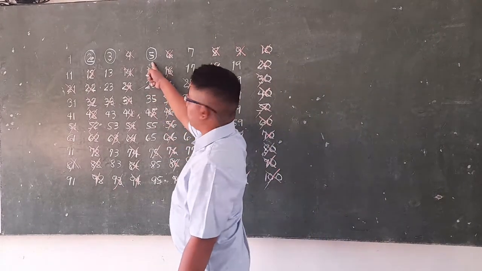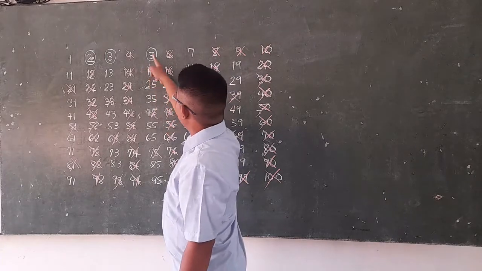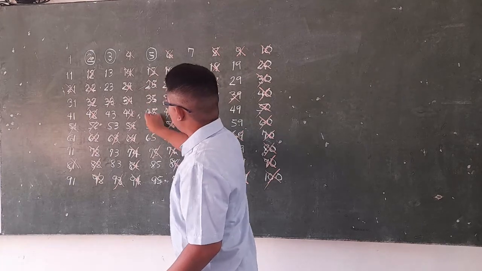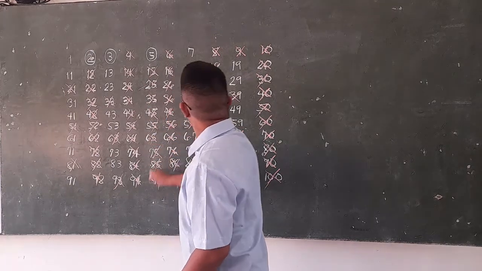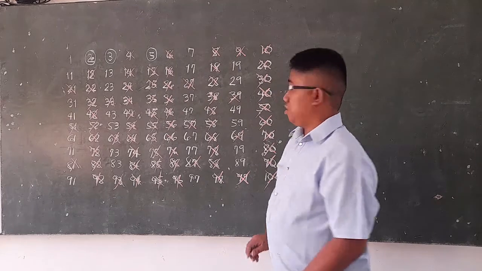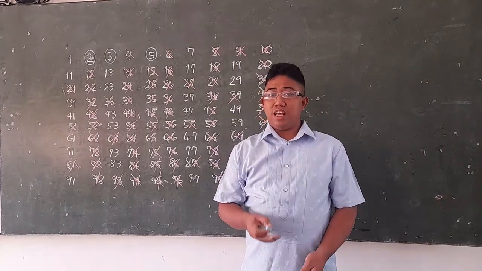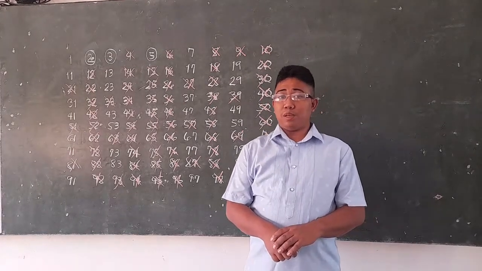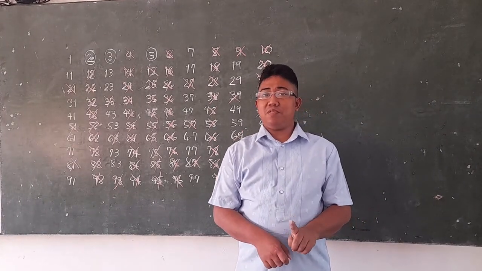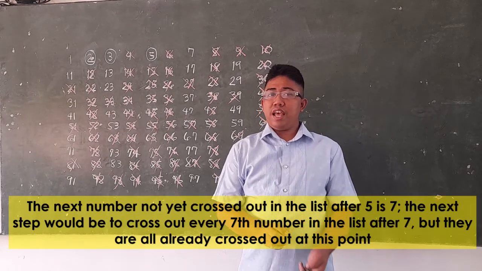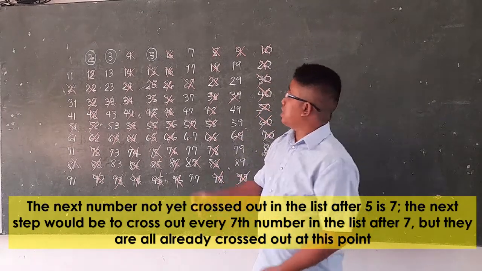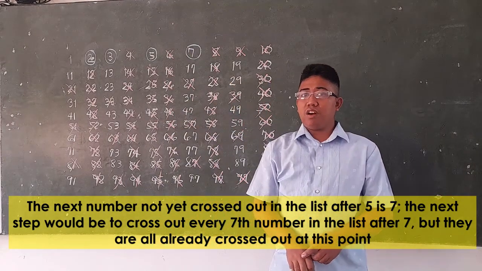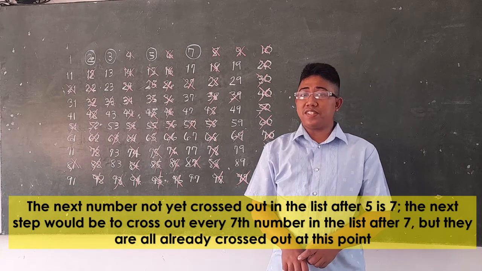That is, those which end with 5 and 0. So we can easily cross out all these numbers which end with 5. So we have already crossed out all multiples of 5. And the last step to do is, the next prime number after 5 is 7. And cross out all the multiples of 7.